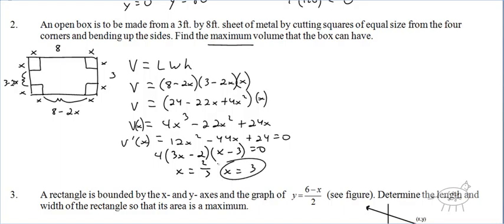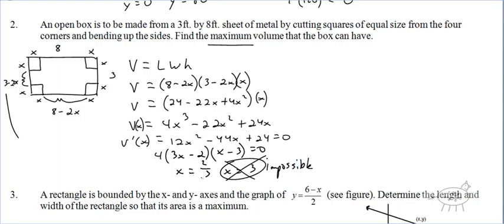Now, I want you to take a look at this one, math fans. What's wrong with that one? Okay, well, think about it. This is 3 minus 2x. It's impossible, right? You can't have 3 minus 6, right? You can't have a negative dimension. So this one's actually out of there because this one's impossible.